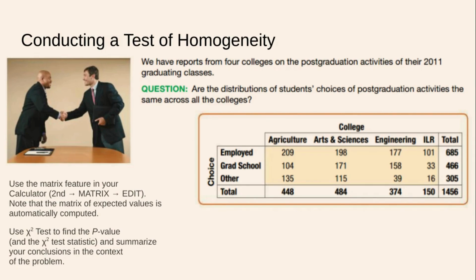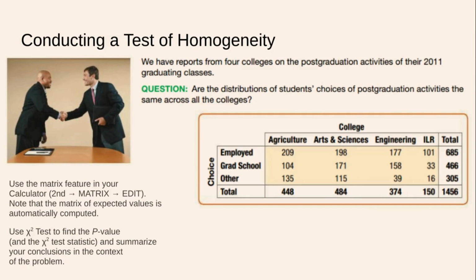All right, so at this point, we would want to use the matrix feature in the calculator. You can get to that with second, matrix, edit. The matrix of expected values is automatically computed. That is a huge time saver. I do not feel like computing 12 different expected counts. That's ridiculous. Our calculator can do that for us, and it will.